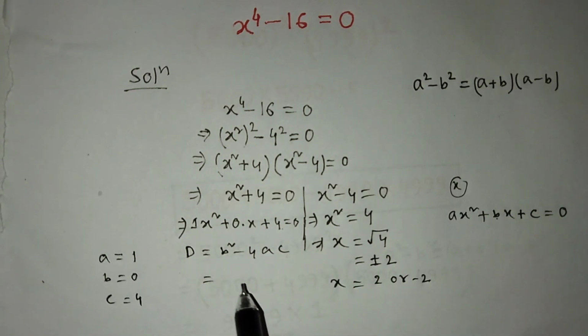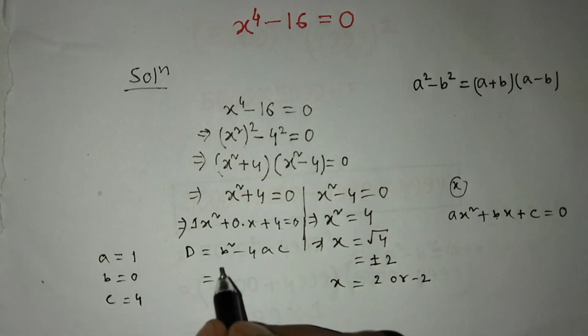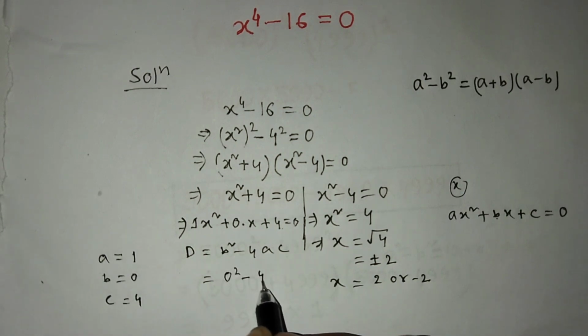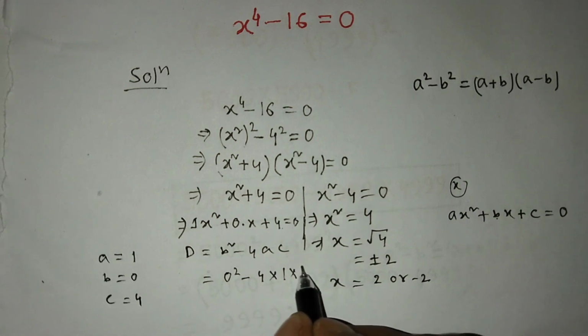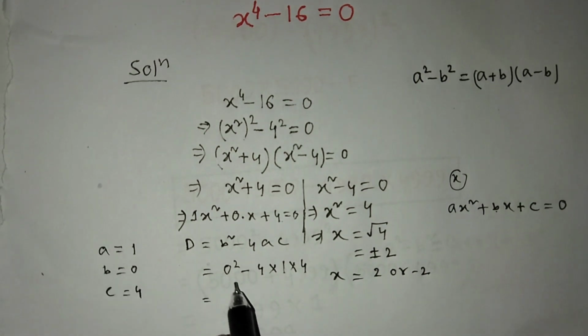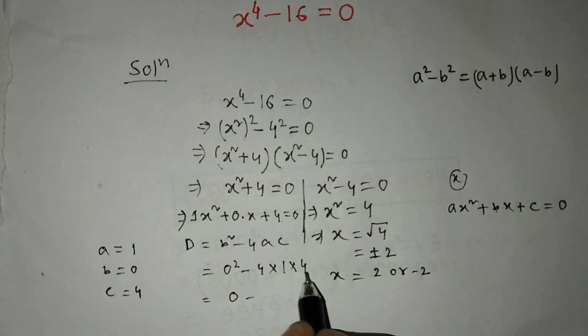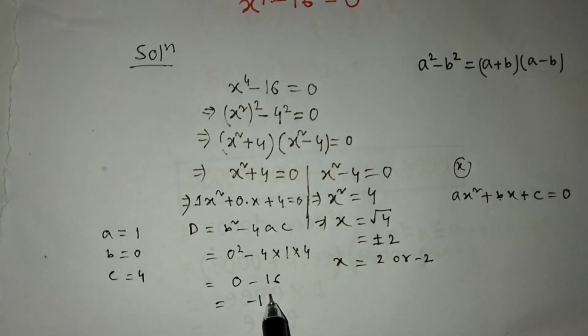Okay, so then my dear student, we have to put these values in the formula. The value of b is 0, so you have to write 0 square here minus 4 into the value of a, which is 1, and the value of c, which is 4. So if you calculate, 0 square means 0, and if you multiply 4 into 1 into 4, then we get 16. So that means 0 minus 16, that is minus 16, which is less than 0. So my dear student, our discriminant is less than 0.